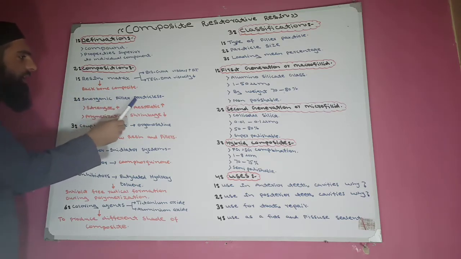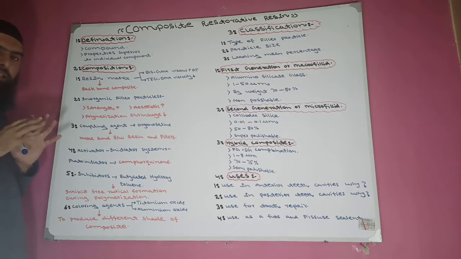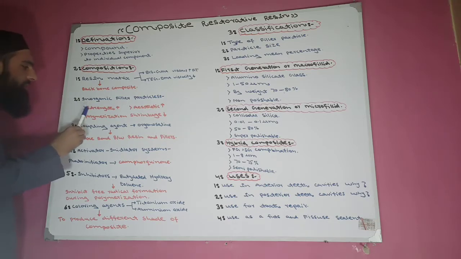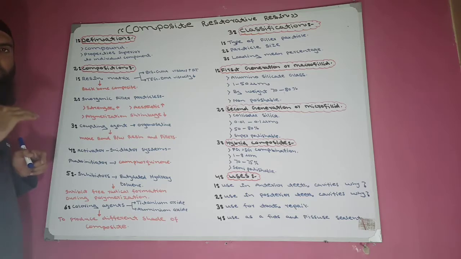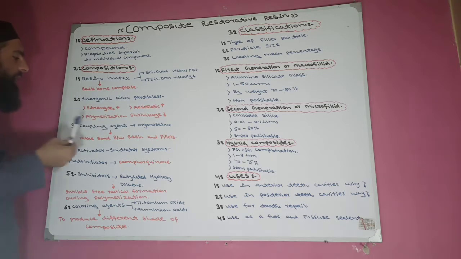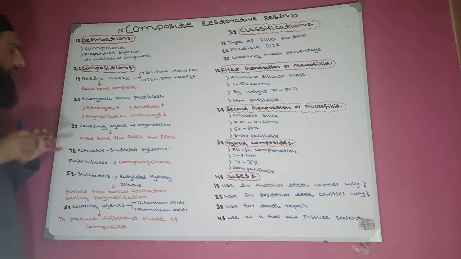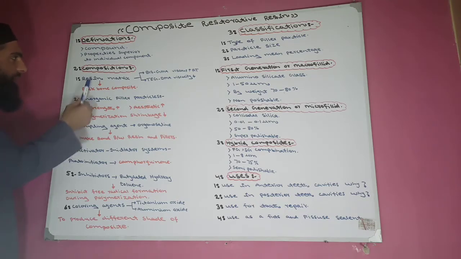Second is inorganic filler particles. The inorganic filler particles in composite have mainly three functions. Number one, they give strength to composite, meaning compressive strength. Second, they give aesthetics to composite. Number three, they decrease polymerization shrinkage. Now the composite is a resin. When resin sets, it sets by a polymerization reaction. As a result, there will be polymerization shrinkage. Now, when we mix inorganic filler particles with the resin matrix, it decreases the polymerization shrinkage.